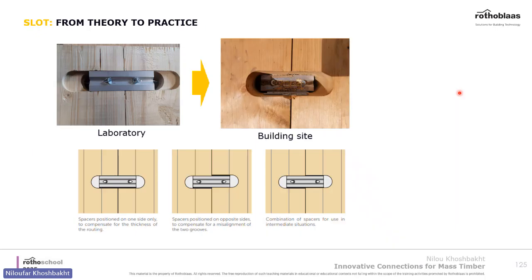And okay, the other thing is, what if the panels are not exactly in front of each other? You can use shims on the top and bottom just to adjust for this.